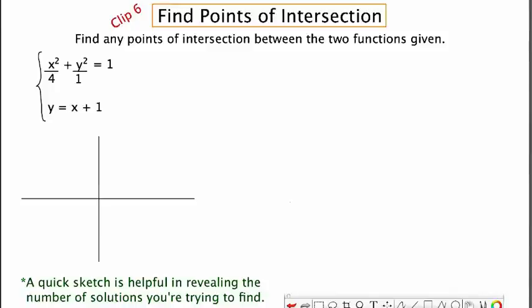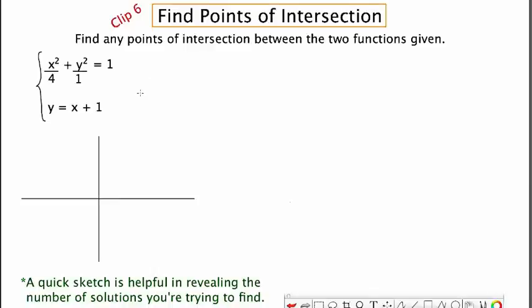Now, each of these functions represents a graph, and two graphs can cross in many places. They could cross in just one place. They might not cross at all. So if you take just a few moments to try to get a rough sketch before you get started, you'll at least know how many solutions you're looking for. In the case where there are none, you could just end the process right there and say there are no intersections. So it's definitely worth your time to take a moment and just sketch these things if you can do it quickly.